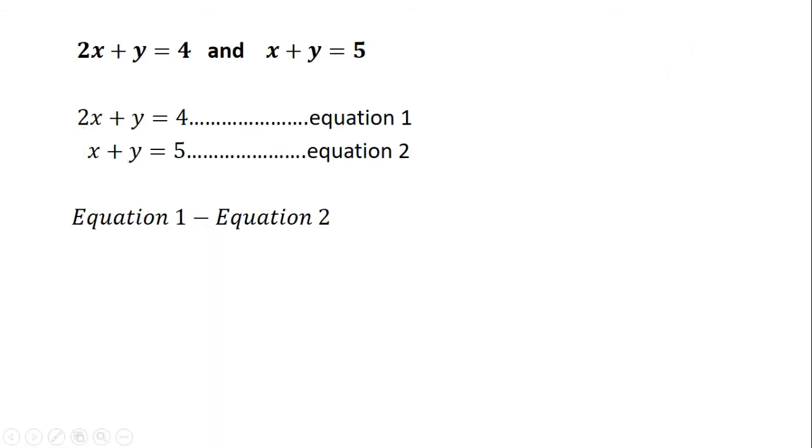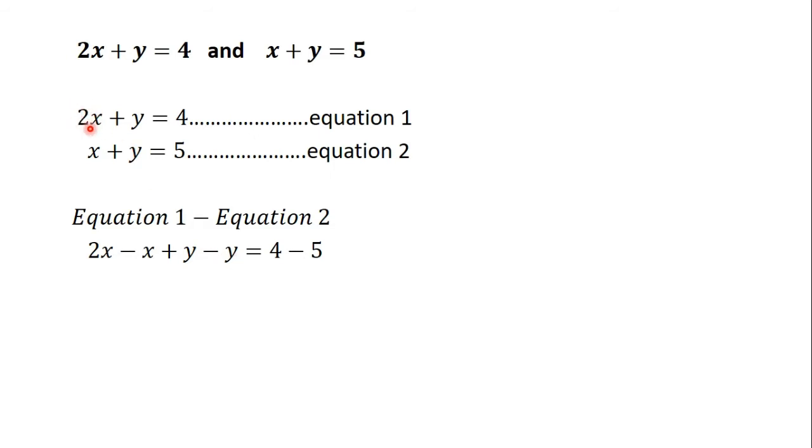Okay, so this is how the subtraction is done. We take the first part of equation 1, which is 2x. Then we subtract the first part of equation 2, which is x, from it. So 2x minus x. So we've done the first subtraction. Then you come to the second part. The second part in equation 1 is plus y. We subtract the second part of equation 2 from it. So minus y. I hope that is clear.